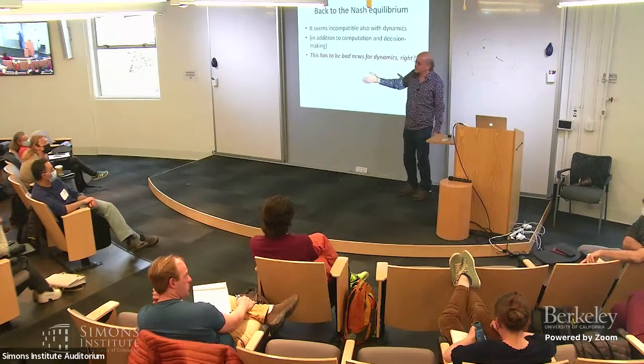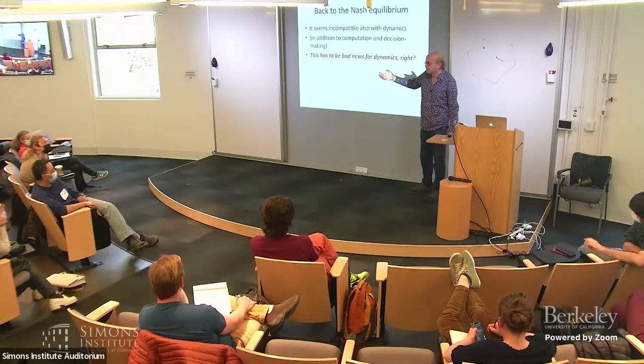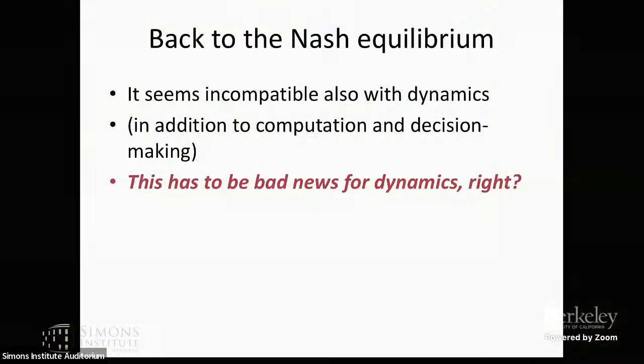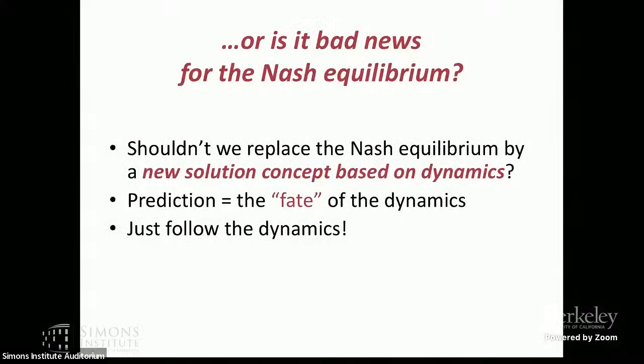So I'm coming to the important part of my talk. Basically, it seems incompatible not only with computation but also with the dynamical system. And this has to be bad news for dynamics, or it is bad news for the Nash equilibrium. Or it is the straw that breaks the camel's back. Shouldn't we replace the Nash equilibrium with a new solution concept based on dynamics?